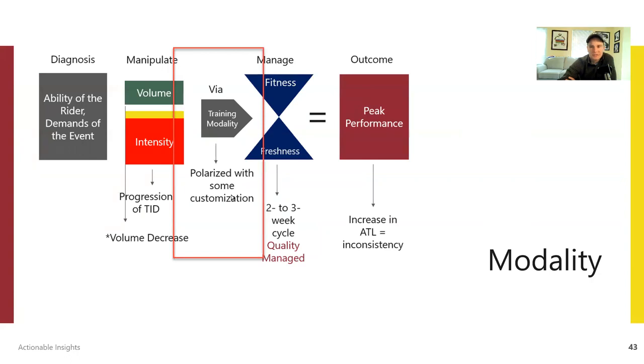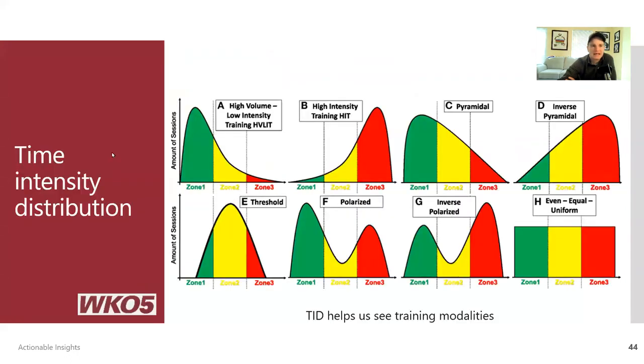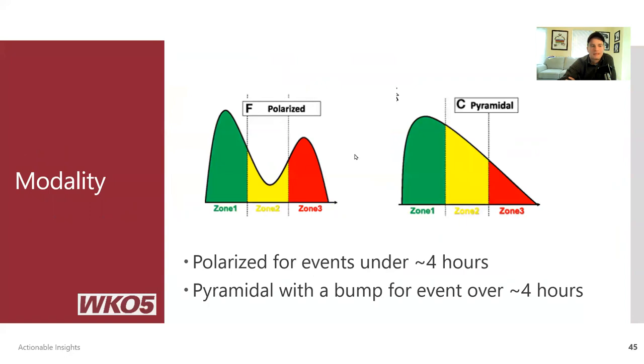Modality, I'm going to keep this pretty simple because I think it's been pretty beat to death. Different training modalities. To me, I'm going polarized. So a fair amount of easy, right? Easy days are easy, hard days are hard. 80, 20, 70, 30. I'll show you what I mean in a minute.